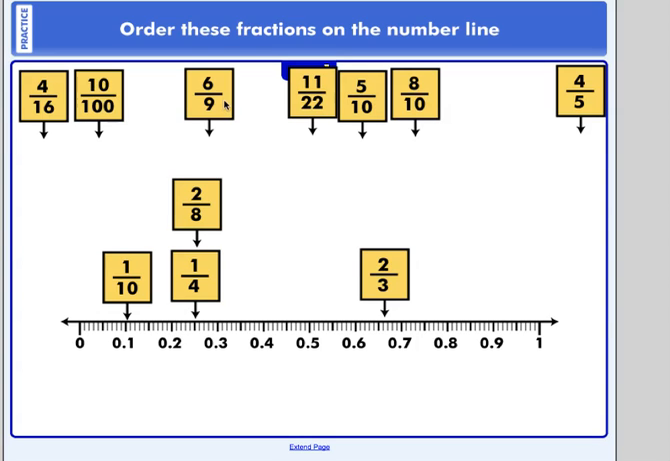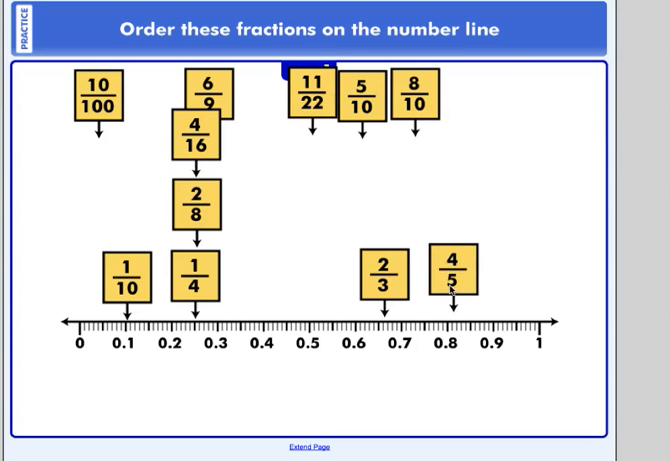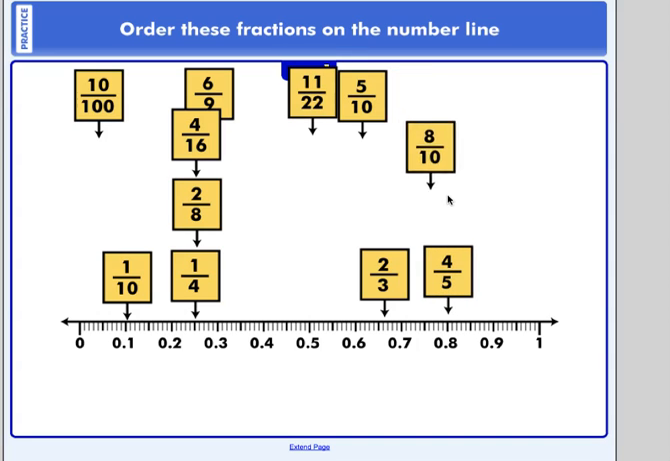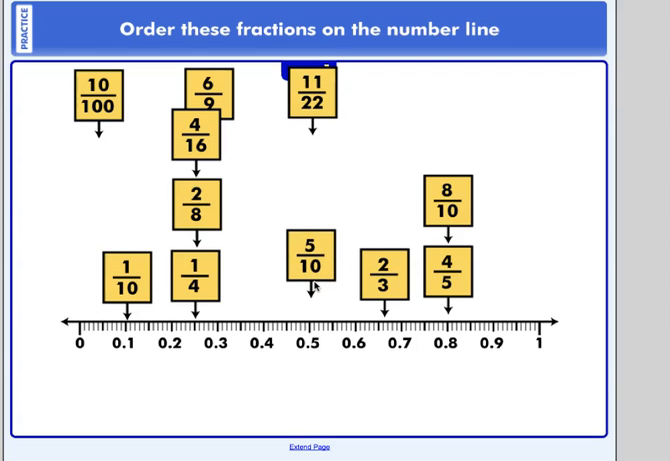And I don't have any 3's for numerators, so let's go 4/16. Oh, that's also equivalent to 1/4, isn't it? And 4/5. Now, my numbers are divided into tenths, so I'm going to think 4/5 is equivalent to 8/10. So I'm going to put that one right here at 8/10. Oh, and I also have an 8/10 up here, so I'm just going to take that one right here. Let's see, 5/10. Yeah, that one's easy, right? 5/10, same as a half.